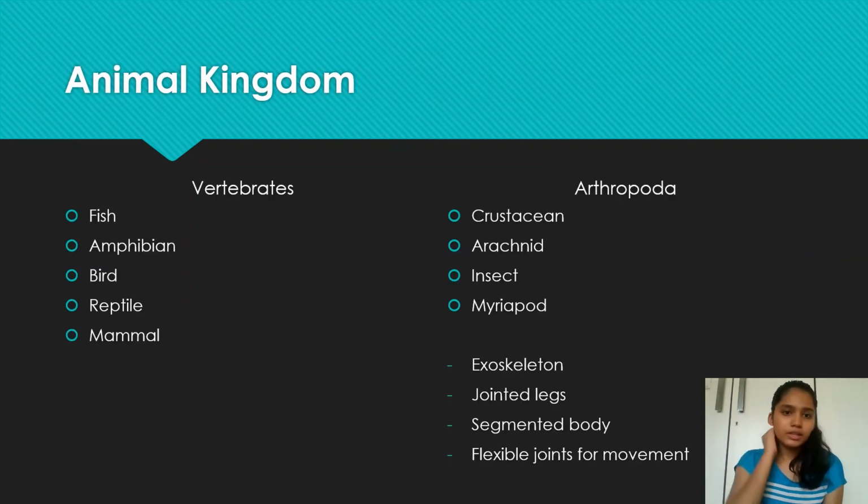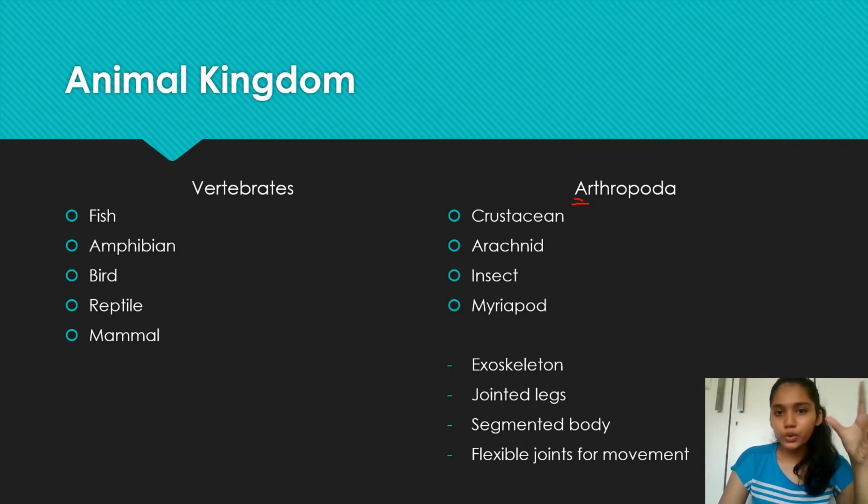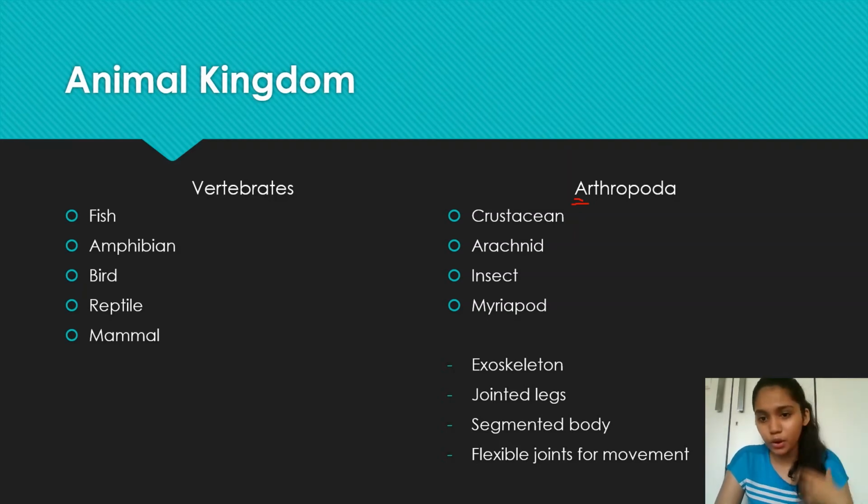Okay, so the animal kingdom, so you have the vertebrates and the arthropoda. Now remember, when you're writing the word arthropoda, A is capital. When you're writing arthropod in your paper, like if they ask you what group do crustaceans, arachnids, insects, and myriapods belong to? That is when you write arthropod with a small a. The same spelling.